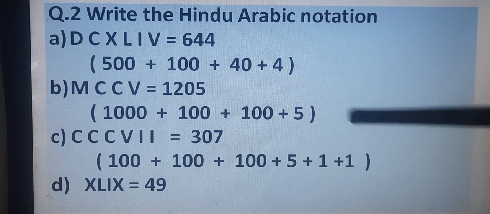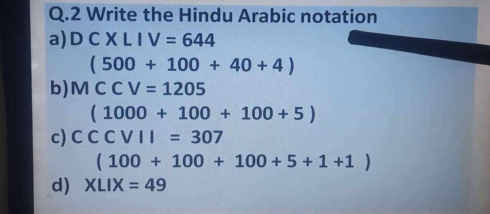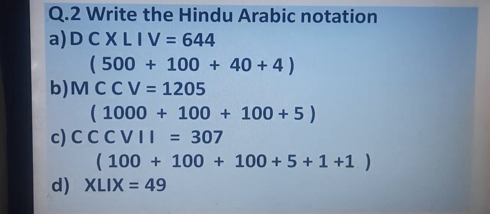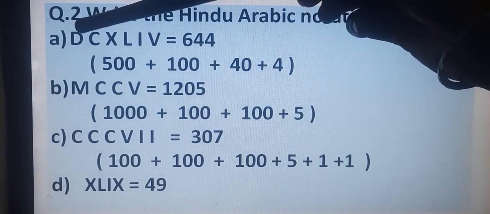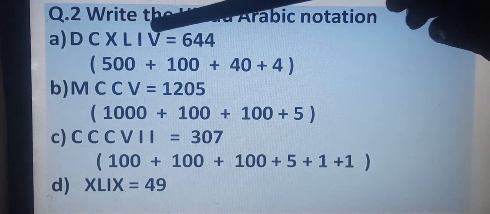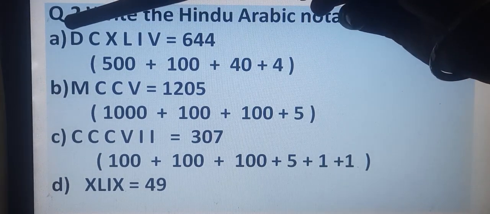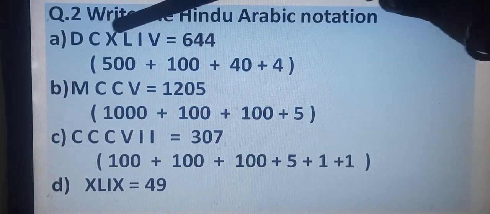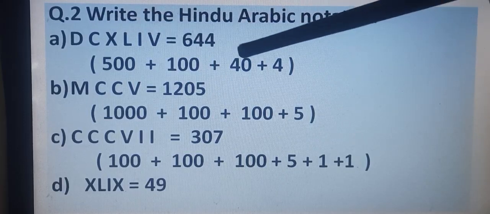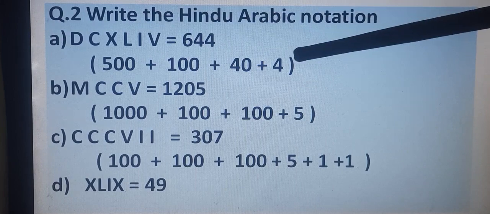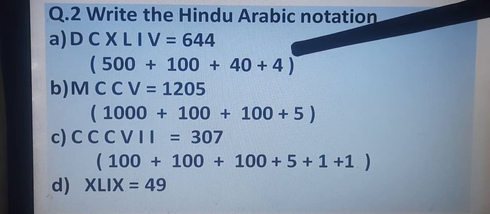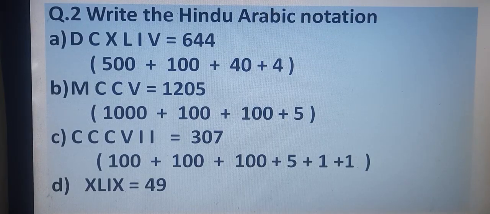Next is our question number 2. Write the Hindu Arabic notation. Roman numeral is given to us and we have to write down the Hindu Arabic notation. Hindu Arabic form में लिखना है. So first part is D C X L I V. Beta, now keep the thing in your mind. D आपको मालूम है, that is 500. C is 100. XL 40. IV 4. Okay, so 500 plus 100, 600 plus 40 plus 4, 644 is our answer.